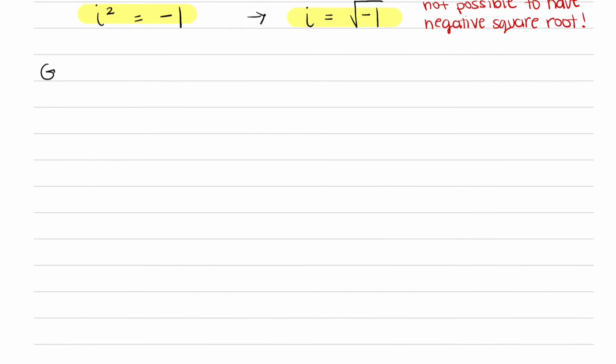In this problem, we are given x squared plus 4x plus 5 equals 0. Let's solve using the quadratic equation. In order to do that, we need to define our a, our b, and our c. In this case, our a is 1, our b is 4, and our c is 5. Let's go ahead and plug those in.